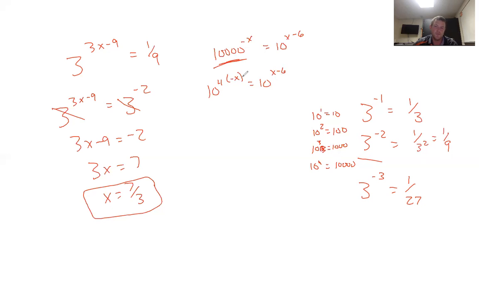10 to the negative 4x is equal to 10 to the x minus 6. Bases cross off. So I'm left with negative 4x is equal to x minus 6. Let's subtract that off. So negative 5x is equal to negative 6, and divide by negative 5: x is equal to 6/5.